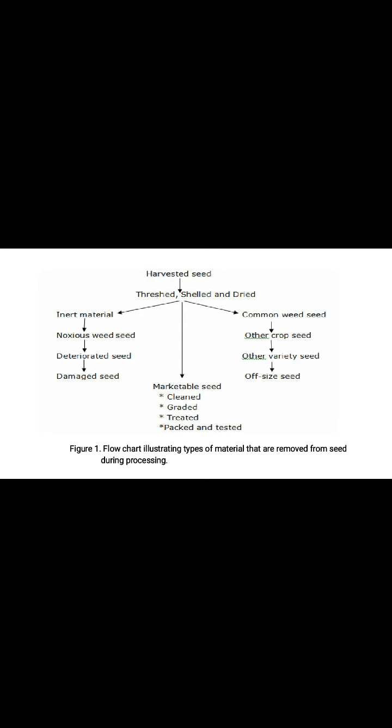This is the flowchart illustrating types of materials that are removed from the seed during processing. After harvesting, this is the harvested seed, then threshed, then shelled and dried seed. A number of contaminants are removed from the good seed: inert material, common weed seed, noxious weed seed, other crop seed, deteriorated seed, other variety seed, damaged seed, and off-size seed. And then the final marketable seed: clean seed, graded seed, treated seed, packed and tested seed.